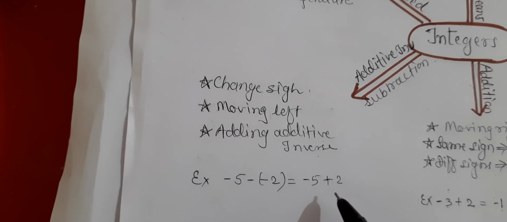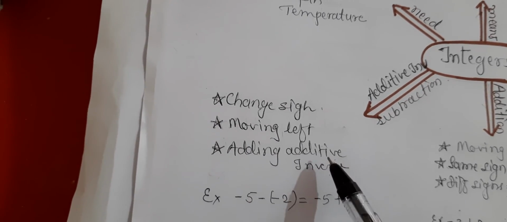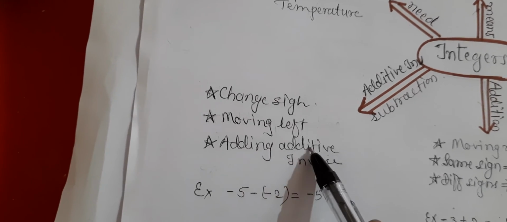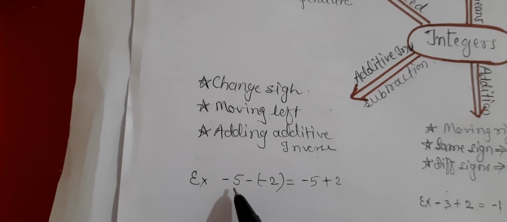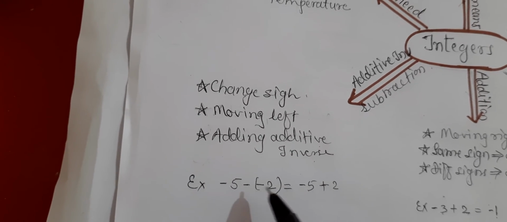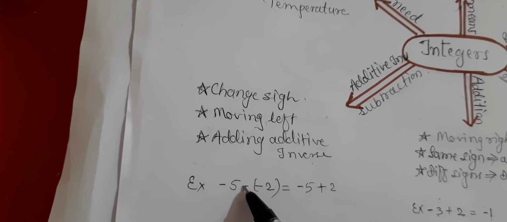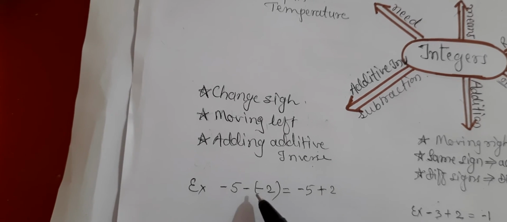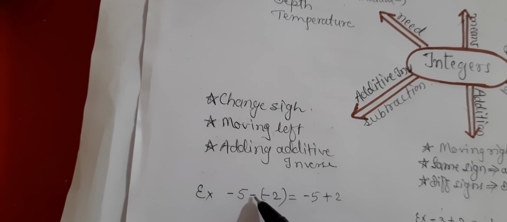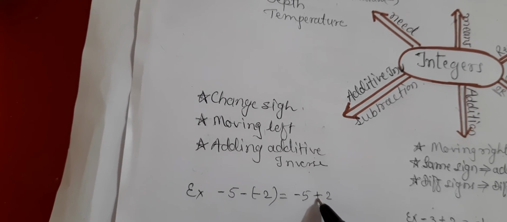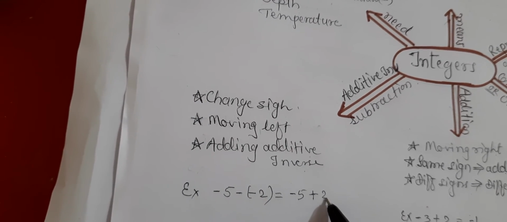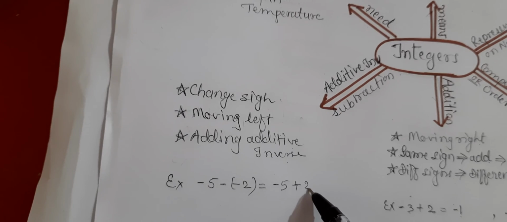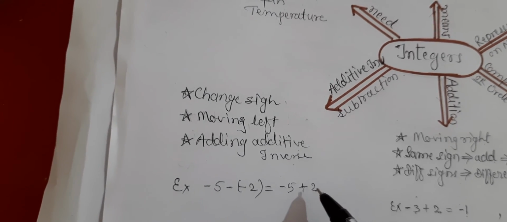Okay. Just now I said what subtraction is. Subtraction means adding the additive inverse of the next number. So minus 5 I have written as it is. Now this minus sign gets converted into plus because subtraction is addition. So instead of minus I have written addition, and instead of minus 2 we should write the additive inverse of minus 2. The additive inverse of minus 2 is 2.